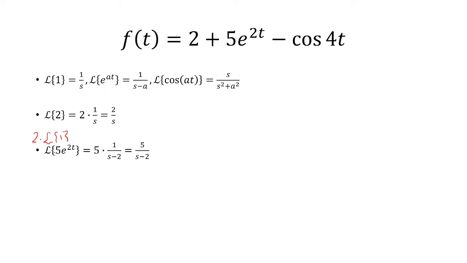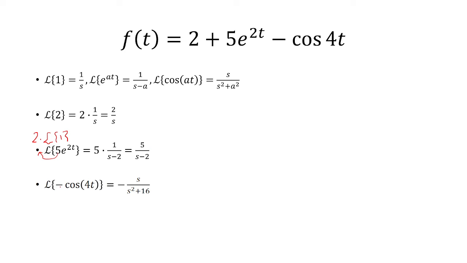Now with Laplace transform of 5 times e to the 2t, I can factor out the 5, and then just look at the Laplace transform of e to the 2t. And looking over here, a is going to be 2, so I just have 1 over s minus 2. Multiplying that by 5 to get 5 over s minus 2.